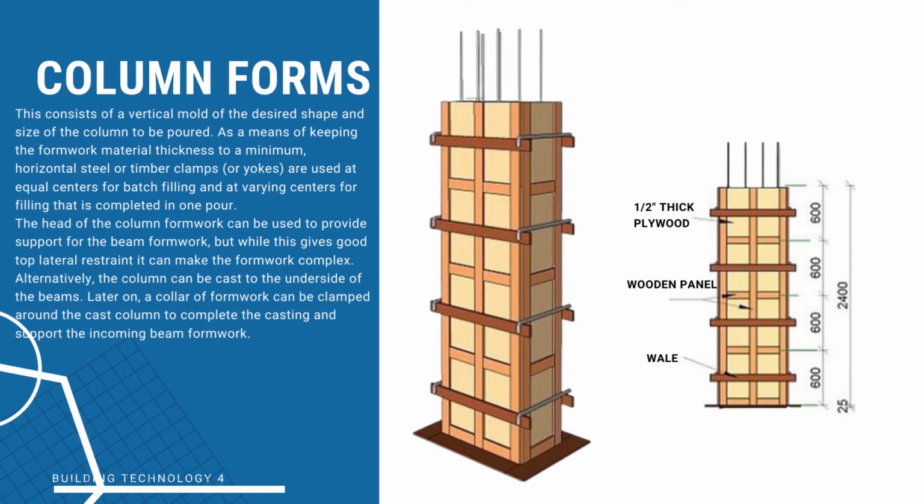The head of the column formworks can be used to provide support for the beam formworks, but while this gives good lateral strength, it can make the formworks complex. Alternatively, the column can be cast to the other side of the beams. Later on, a collar of formworks can be clamped around the cast column to complete the casting and support the incoming beam formworks. Column forms is a type of concrete formworks. It is a mold made of steel, aluminum, timber, plastic, or other materials in which wet concrete is poured to achieve a desired shape and size. The clamp is used to temporarily hold work securely in place, and the whale is used to maintain alignment.